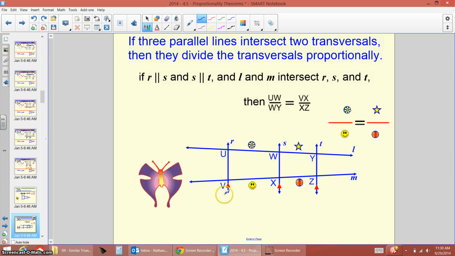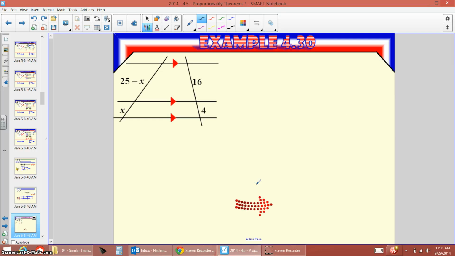Wait a second, smiley face is VX. Notice how I did the interchange the means. I switched them. Okay, you can do that. Be comfortable with that, because it's not always going to make sense if you do it the other way, and it makes it easier to reduce your fractions. So either way works. As long as I'm doing the interchange the means test, I'm good to go. So let's go ahead and go on to the first problem.